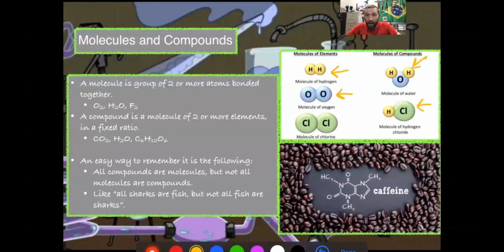Now, a compound is a molecule. And you're like, wait, hold on. You're talking in circles, Mr. Clemens. Here's how you think about it.